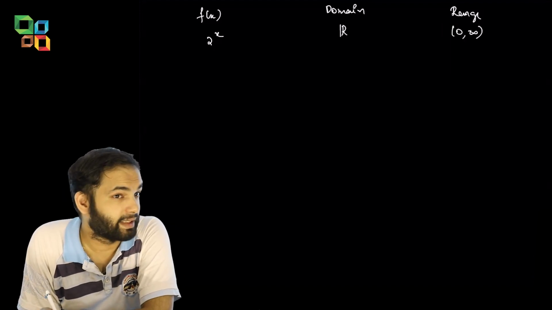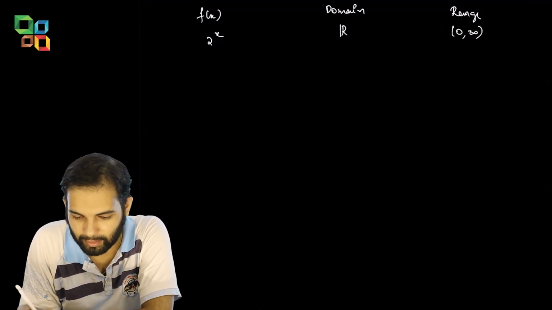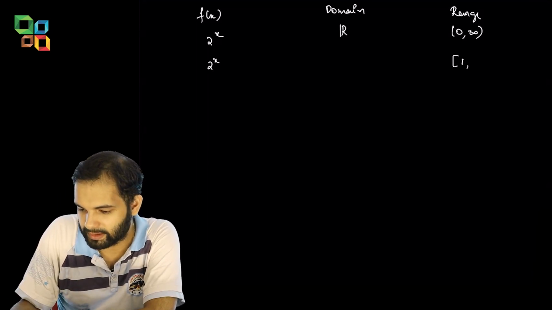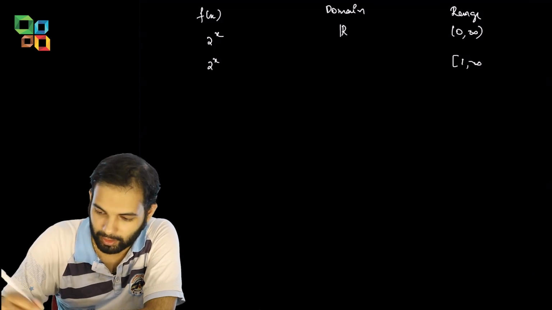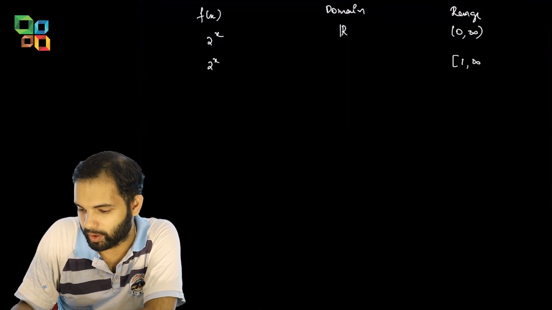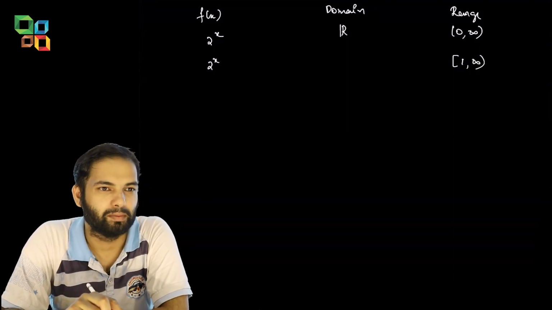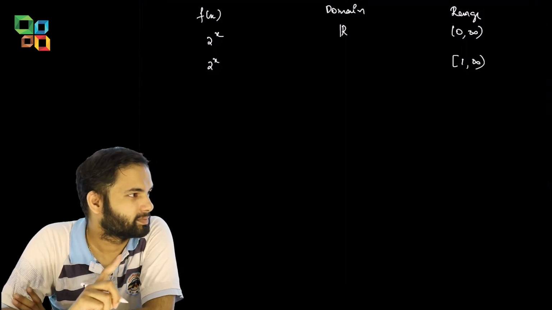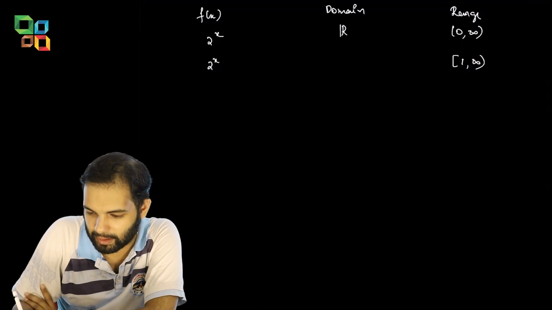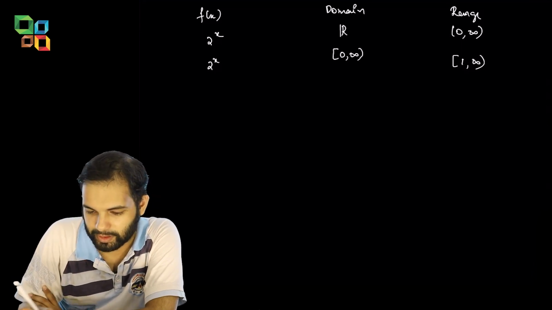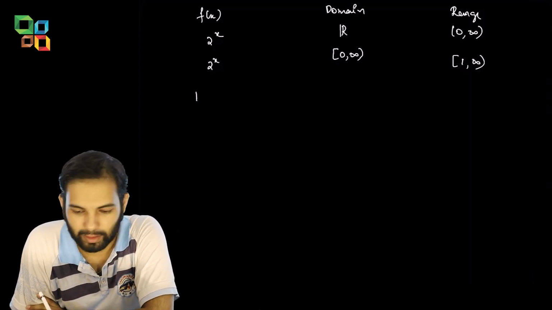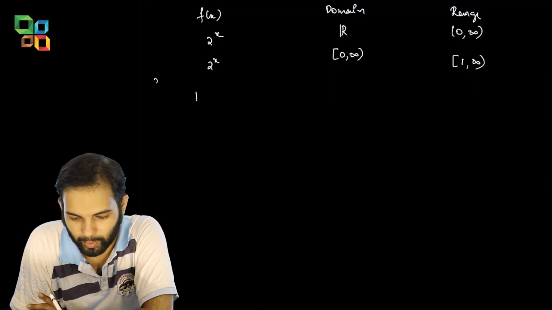Those who are thinking it's greater than 1, it is greater than 1 if I restrict my domain. What should be my domain? If I want my range to be 1 to infinity, what should be my domain? It will be positive along with zero. Is it clear? If I take 0 to infinity, see what will happen. At 0, this is 2 power 0, which is 1. Then you can take 1.1 also if you want.